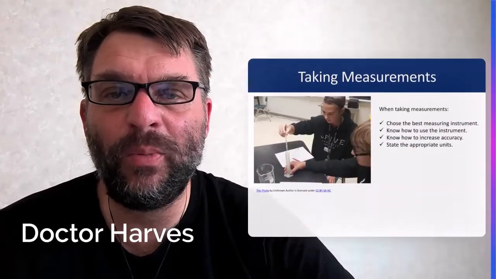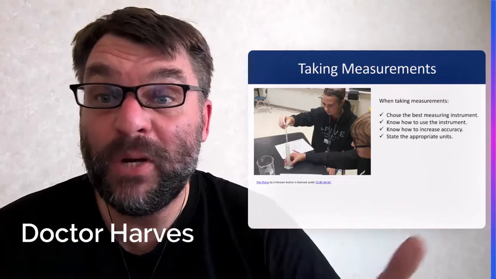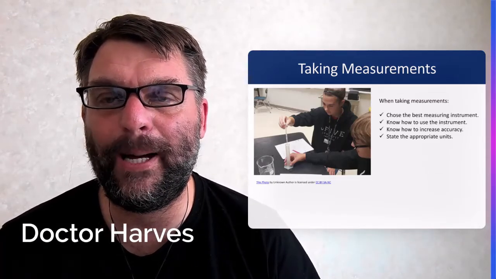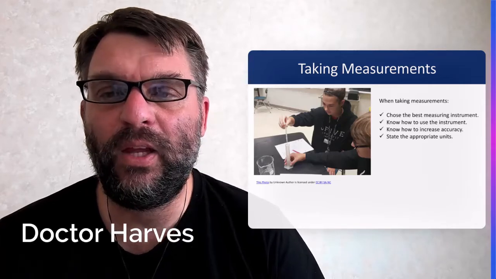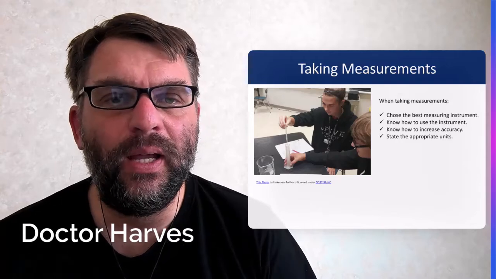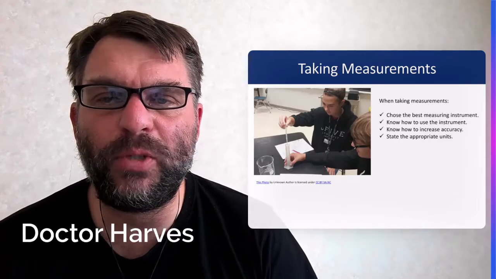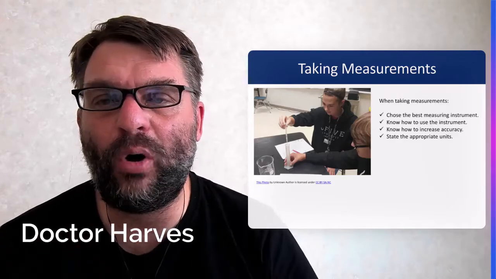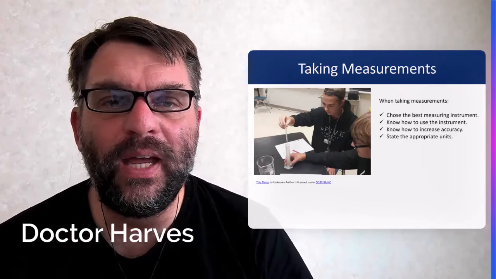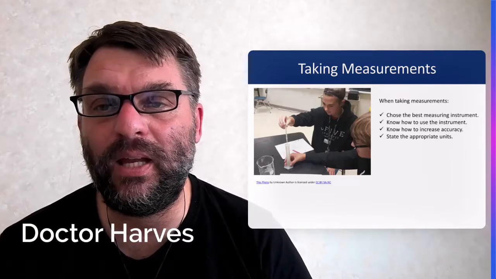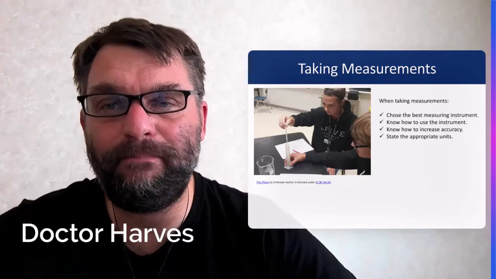And then when taking measurements, choose the best measuring instrument. Okay, so for example, if you're measuring the diameter of a marble, then you'd use a micrometer or a vernier caliper rather than a meter ruler. Know how to use the instrument as well, especially for those two pieces of equipment. Know how to increase the accuracy of that particular piece of equipment, and state the appropriate SI units when you're using that particular piece of equipment.